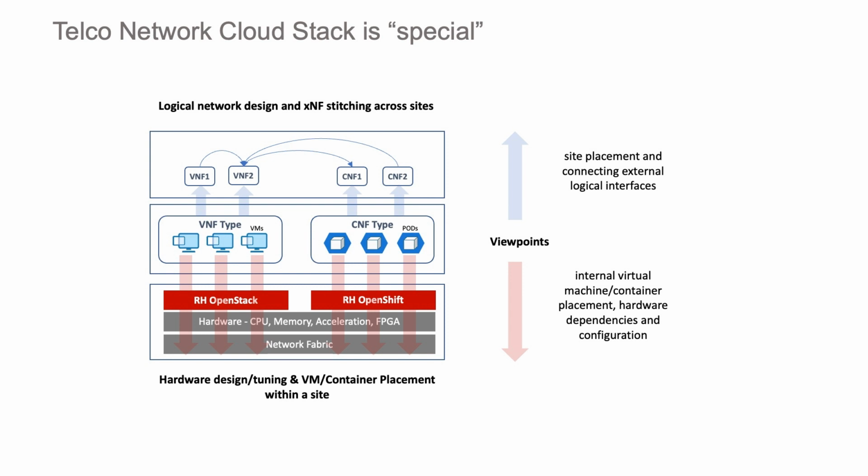So what this means is placement of these containers and virtual machines is really deterministic, and it gets more and more deterministic as you move towards the edge of the network.